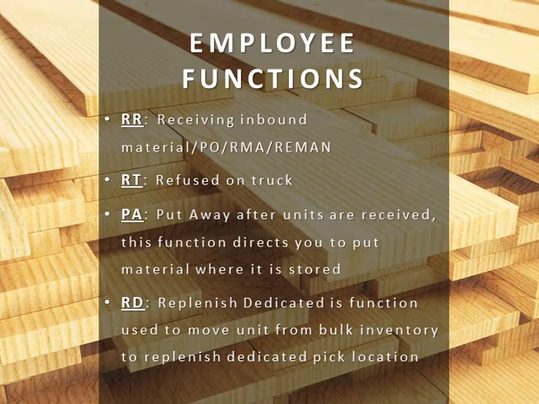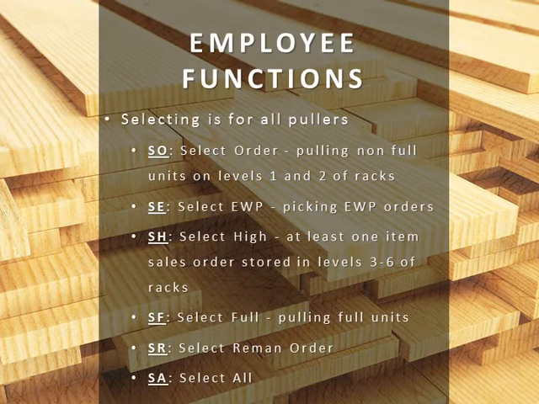Selecting is for all pullers. SO is select order, which is pulling non-full units on levels 1 and 2 of racks. SE is select EWP, which is picking EWP orders. SH is select high, which is at least one item sales order stored in levels 3 through 6 of the rack. SF is select full, which is pulling full units. SR is select reman order. SA is select all.